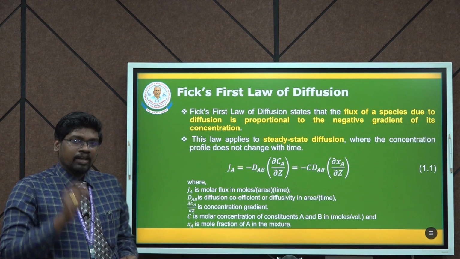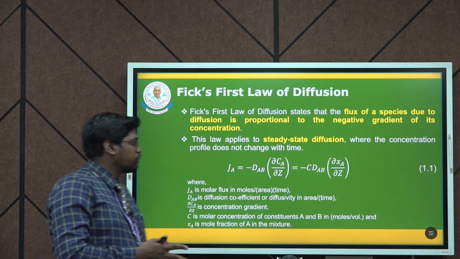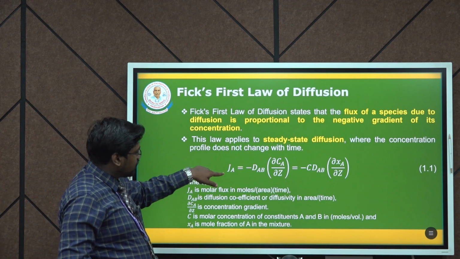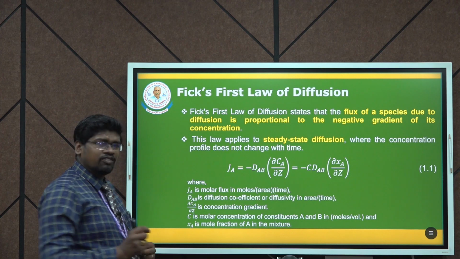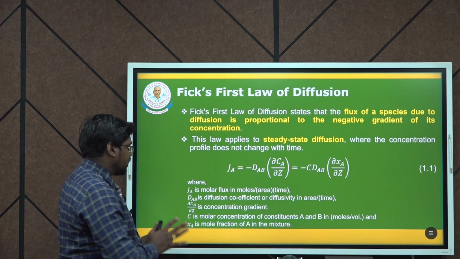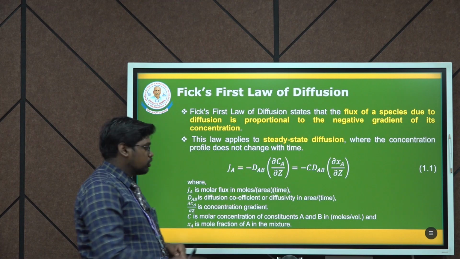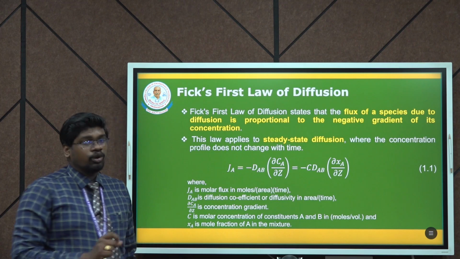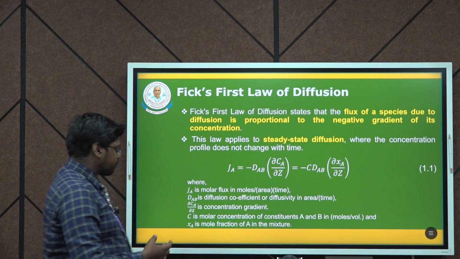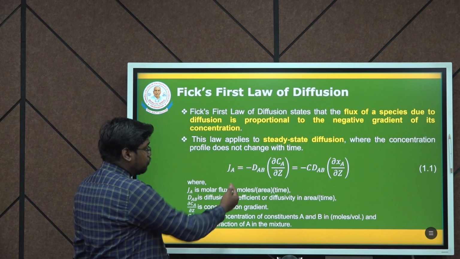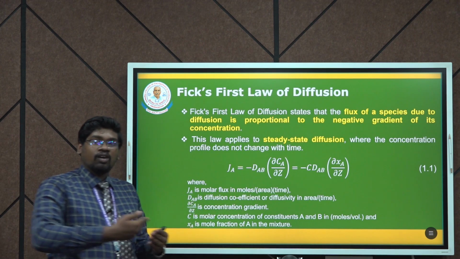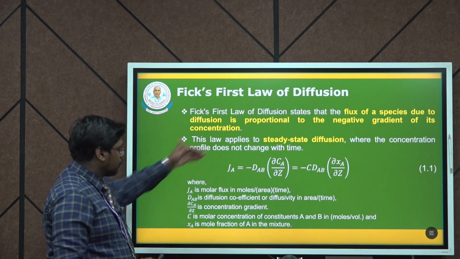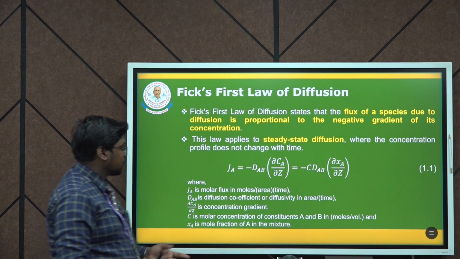So this law is applied only for the steady state diffusion process where the concentration profile will not change with the time. So here Ja is the molar flux of the species A with respect to the time. So moles per area into time. So that is the unit of the molecular flux, and dAB is the diffusion coefficient of the process. So the diffusion coefficient, the diffusivity from A to B, diffusion of molecule A from the end A to end B. Third one is dou Ca divided by dou Z, the concentration gradient.